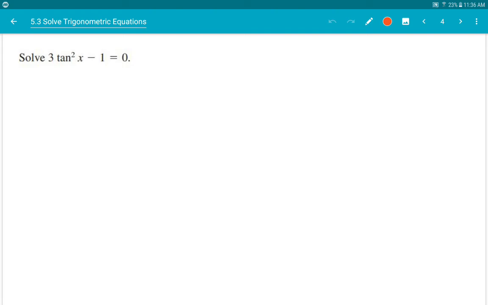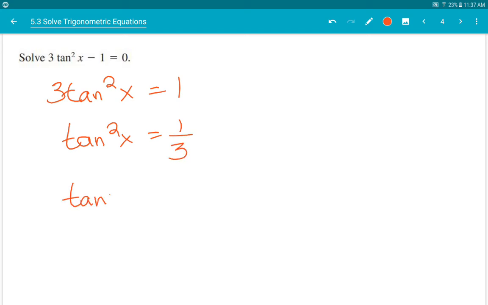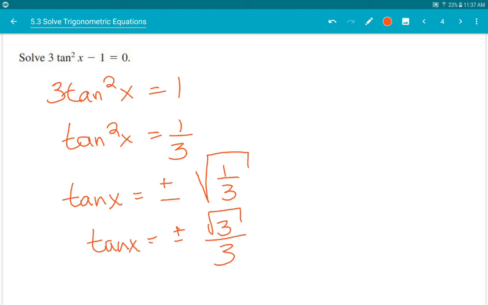All right, so here's the first one that's not sine. So let's take a look at how we're going to solve this. So 3 tangent squared x is equal to 1. Then we're going to get tangent squared x is equal to 1 over 3. At this point, we're going to want to take the square root. So tangent x is going to be equal to plus and minus radical 1/3. So when we simplify that, that's just going to give me plus or minus radical 3 over 3.